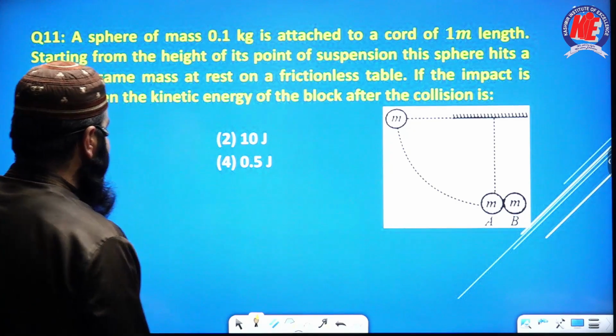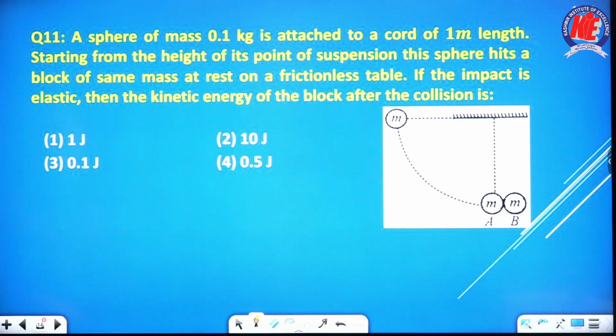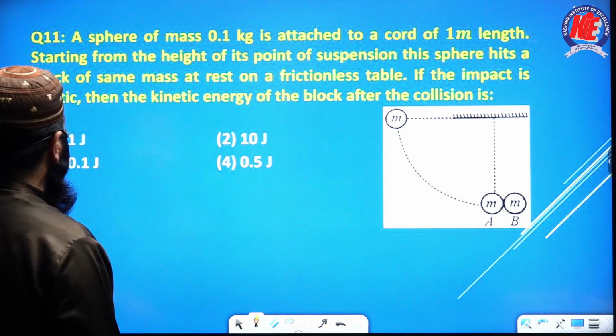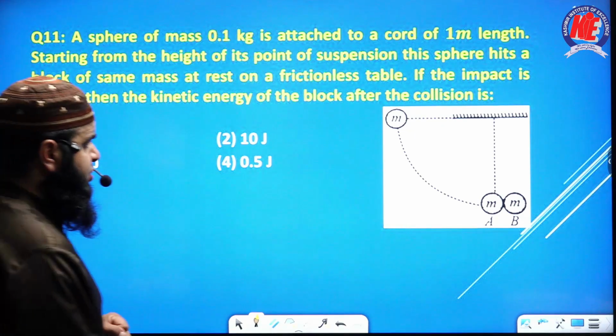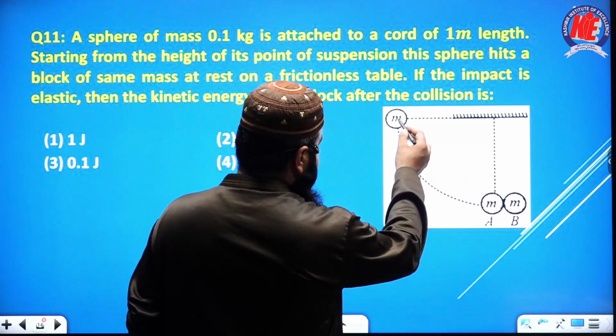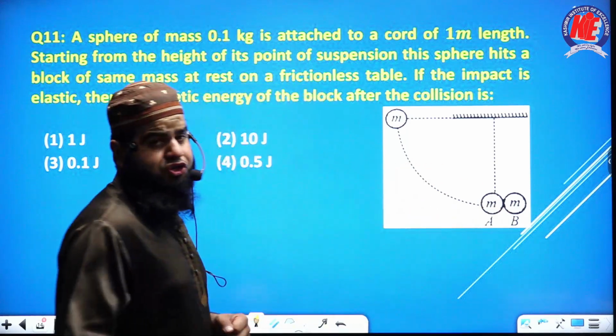A sphere of mass 0.1 kilogram is attached to a cord of 1 meter length. Starting from the height of its point of suspension, this sphere hits a block of same mass at rest on a frictionless table. If the impact is elastic, then kinetic energy of the block after the collision is. What I'm going to do, मैं बेटा निकालूंगा जब यही बॉब यहाँ पे पहुंचेगा इसकी वेलोसिटी क्या होगी.